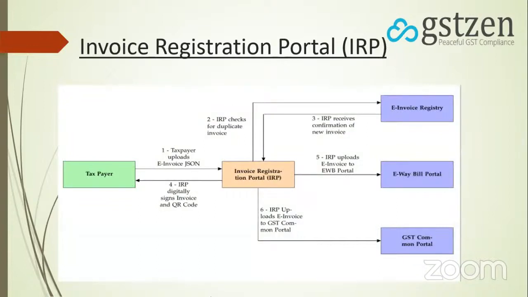So this is how it works. The data is sent by the taxpayer in the form of a JSON, e-invoice JSON, to the IRP. It will check for duplication and other validation with the e-invoice registry. Once it is validated, e-invoice is generated. It will send the digitally signed invoice with QR code back to the taxpayer. If e-way bill is also simultaneously generated, it will send it to the e-way bill portal as well, and it will auto-populate the same invoice in GST common portal, that is your GSTR1.